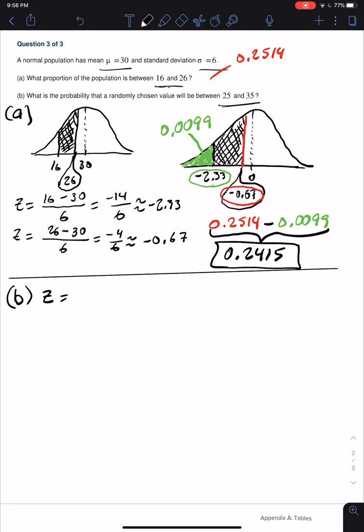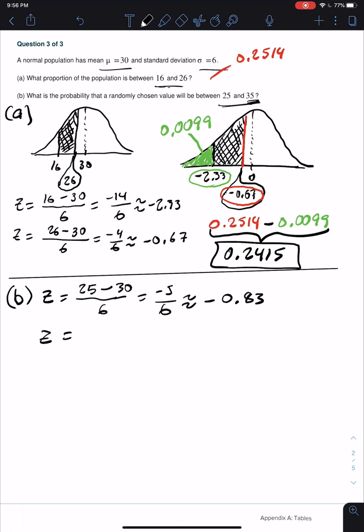Okay. So on this one, how about if we just go right to the z-scores? Let me find the z-score of 25, which is going to be the raw score, 25, minus the mean, which is 30, divided by the standard deviation, which is 6. 25 minus 30 gives me negative 5, divided by 6 is approximately negative 0.83.